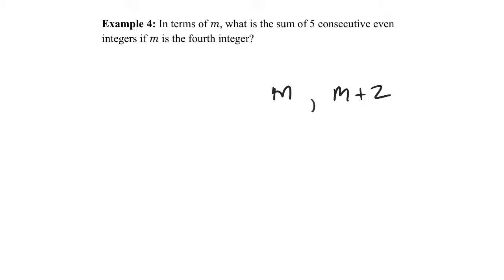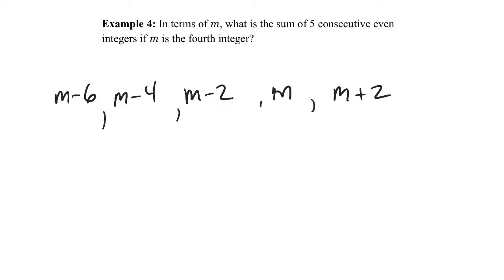What is the integer that is below m? What integer is below that, Olivia? M minus 2. What integer is below that? Julian, what integer is below m minus 2? M minus 4. And finally, what's the last integer here? Sam, what's the last integer? M minus 6. All we're doing is changing by 2 every time.